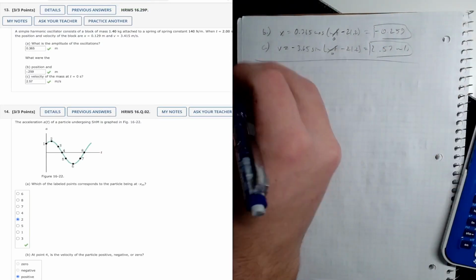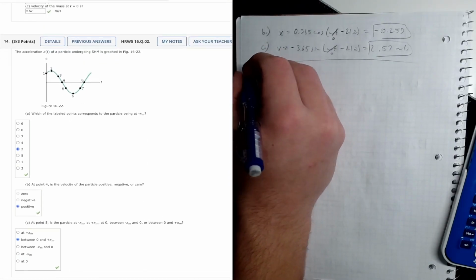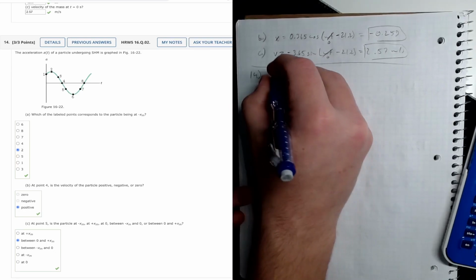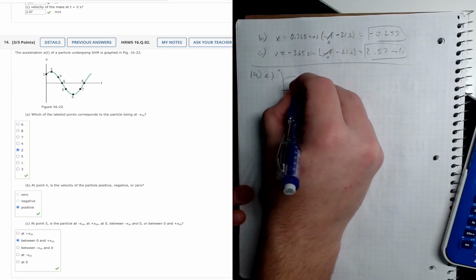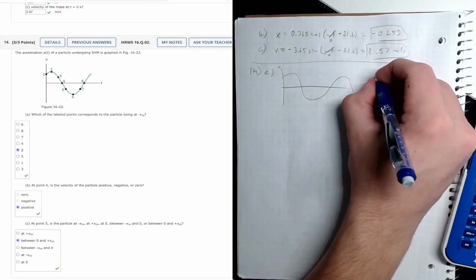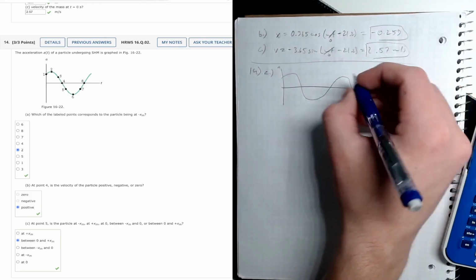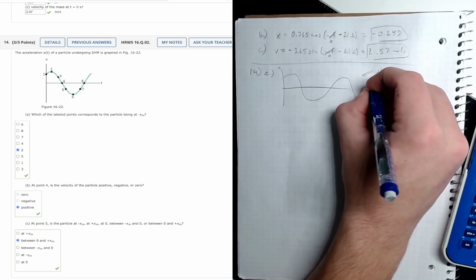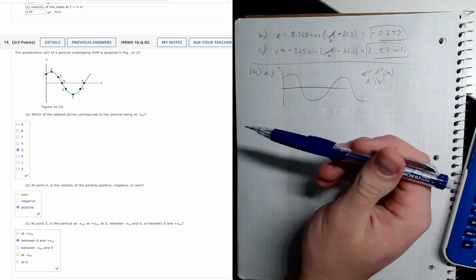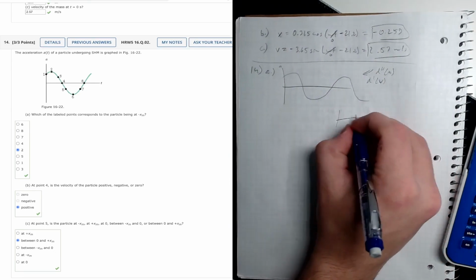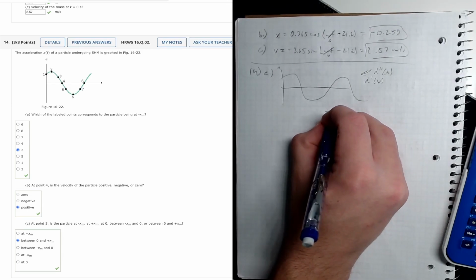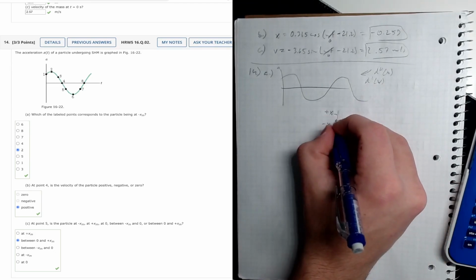Right now, on to problem number 14. So for 14, we have this graph right here. It's the acceleration. We know that the acceleration is the second derivative of the position, and the first derivative of the velocity. So this corresponds to it being negative xm, meaning it's on an x. This is going to be negative xm, and this is positive xm. That's just the amplitude, the maximum points, just like this.